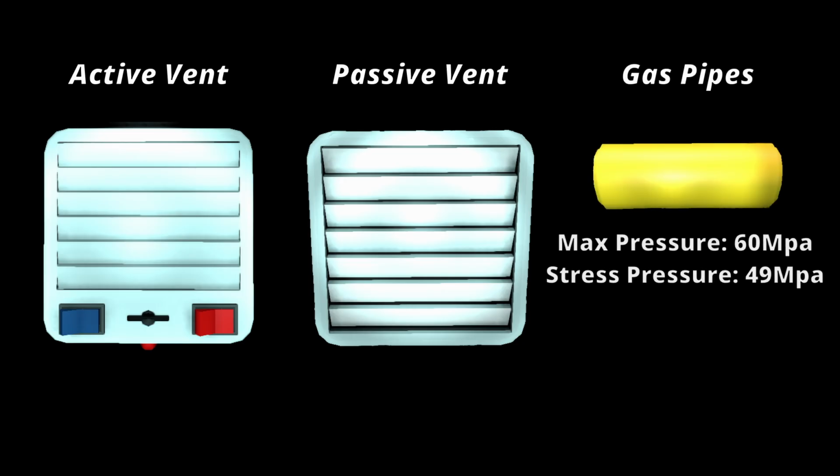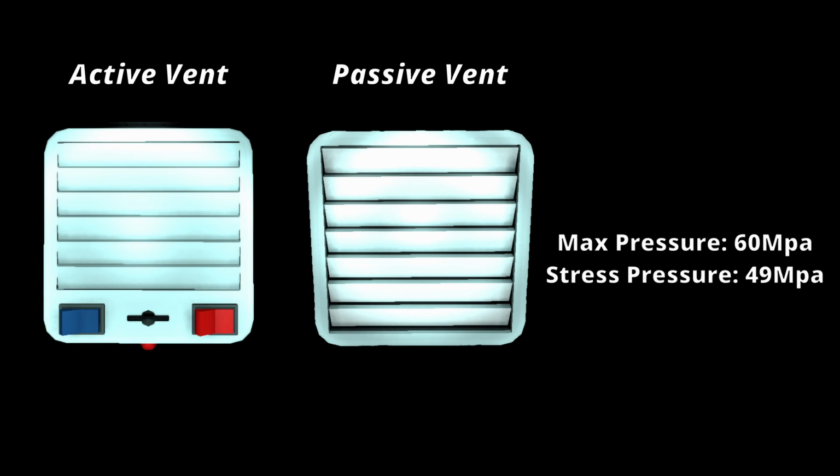Gas pipes have a max pressure of 60 MPa and will become stressed at 49 MPa. Stressed pipes will make creaking noises, but otherwise have no effect. Going above 60 MPa will cause the pipe to take damage and soon rupture, ultimately leaking its contents into the atmosphere it is in. Pipes will also slowly heat exchange with the surrounding atmosphere. To prevent this, use insulated pipes.